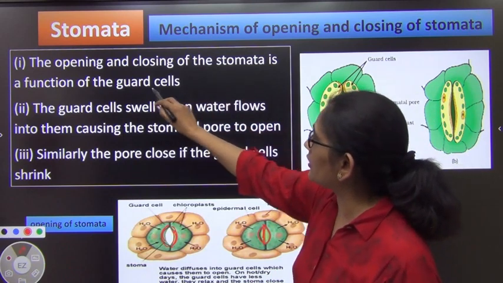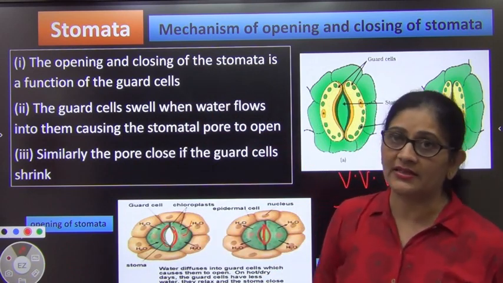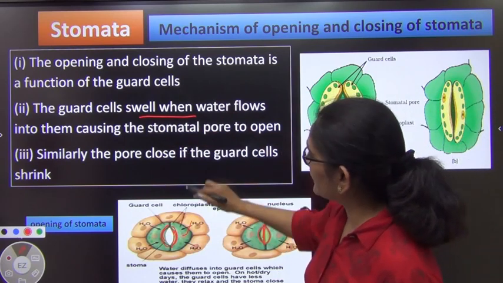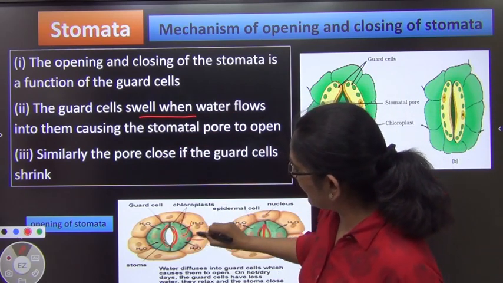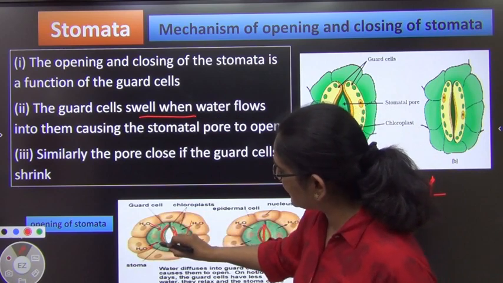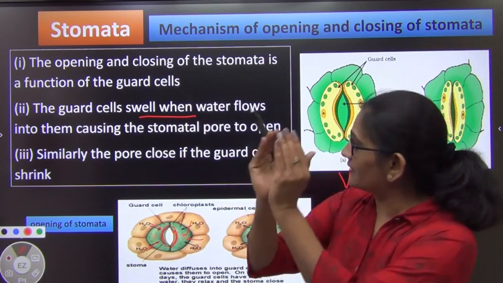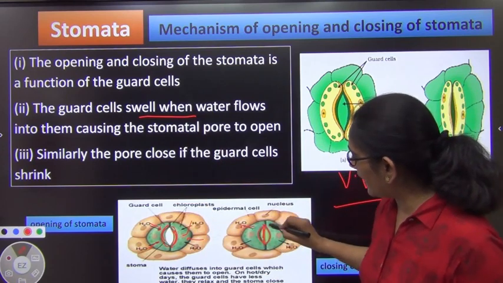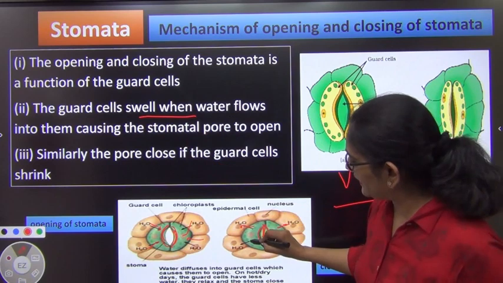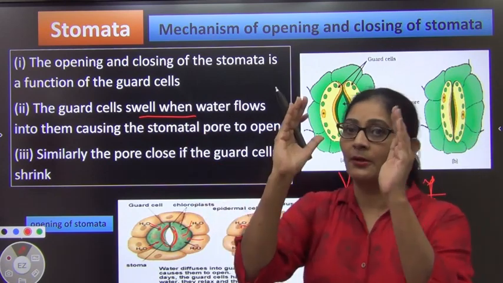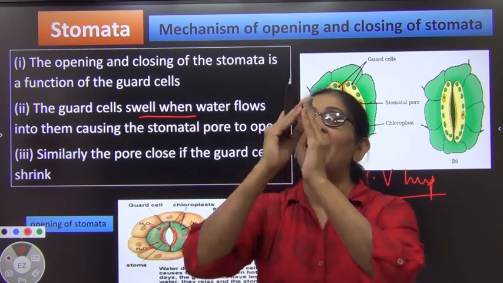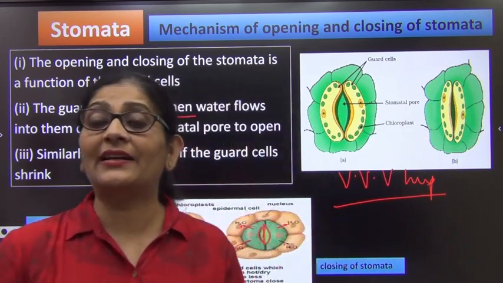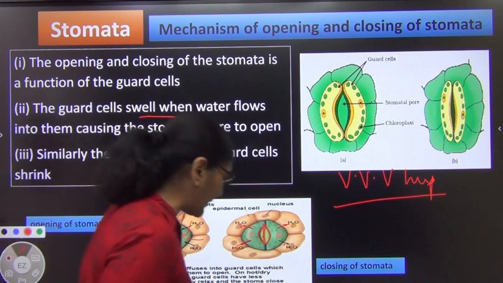The opening and closing of stomata is actually a function of guard cells. Stomata का खुलना और बंद होना guard cell का function है. When the guard cells absorb water, see, I'm showing the direction of water towards the inside, the guard cells swell, and this causes the stomata to open. And when the guard cells lose water, they shrink. As a result, the pore closes. Okay? So with that, we have completed this stomata as well.